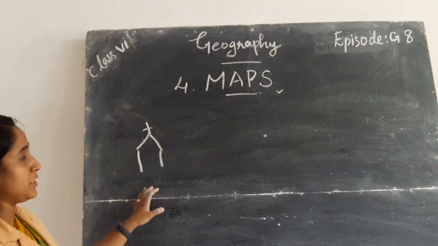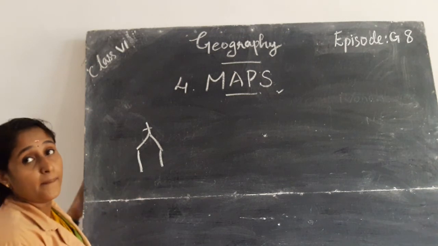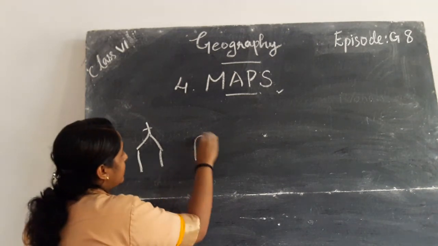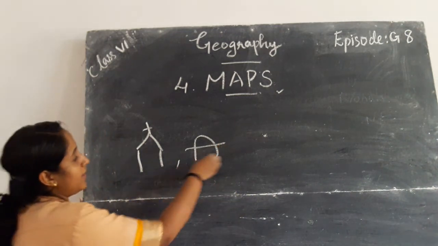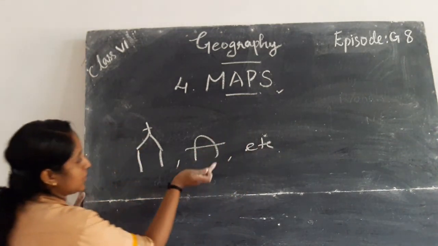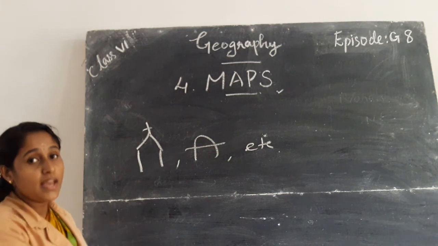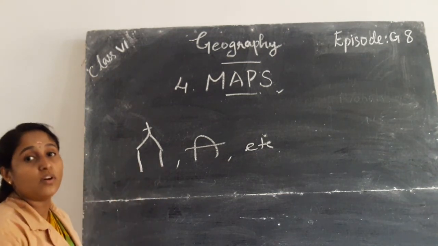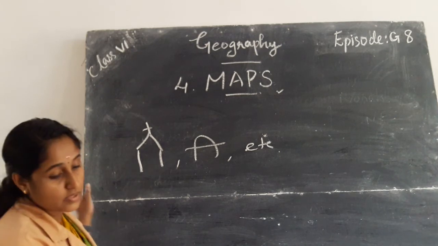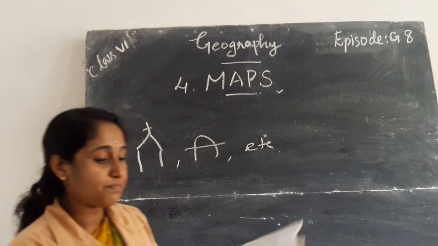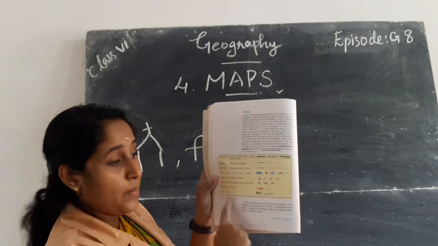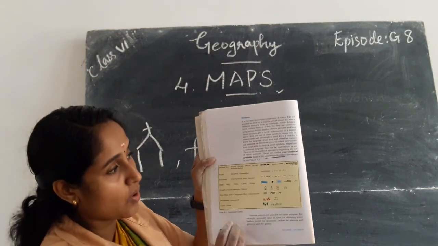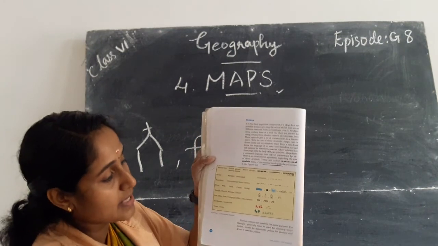So this picture shows a church, right? This is a church and this is a mosque, and so on. These types of symbols on a map show there was a temple, a church or a mosque. We can see it on page number 26, figure 4.3. It shows conventional symbols.